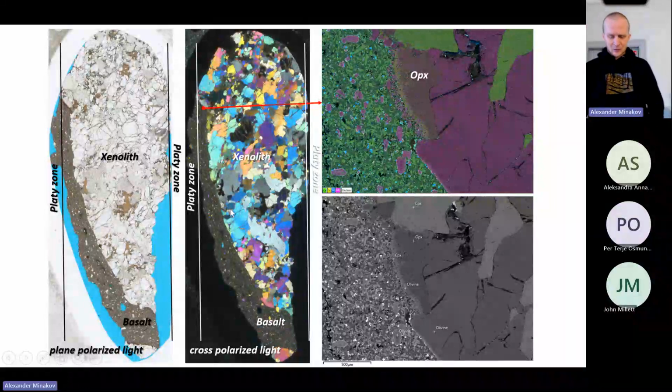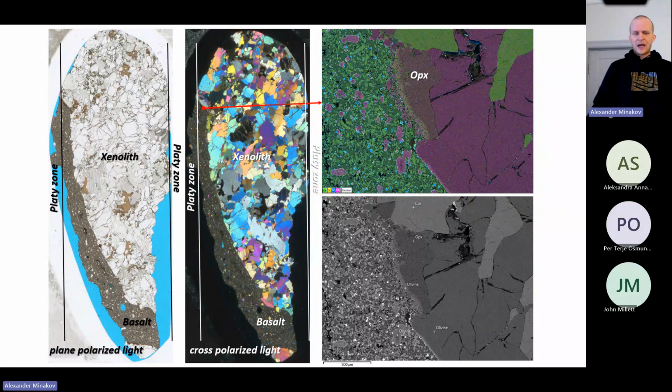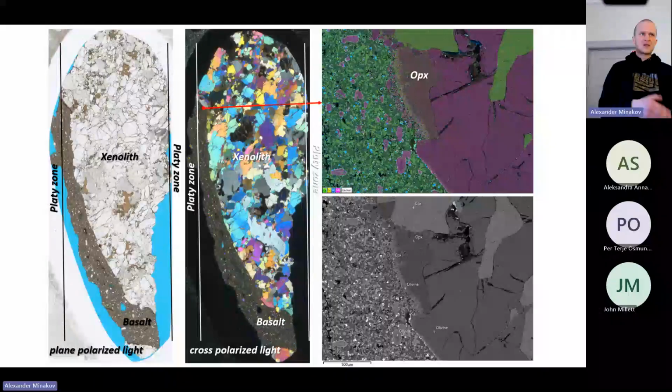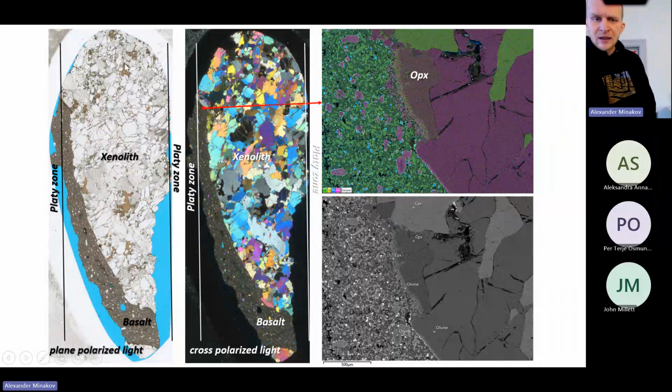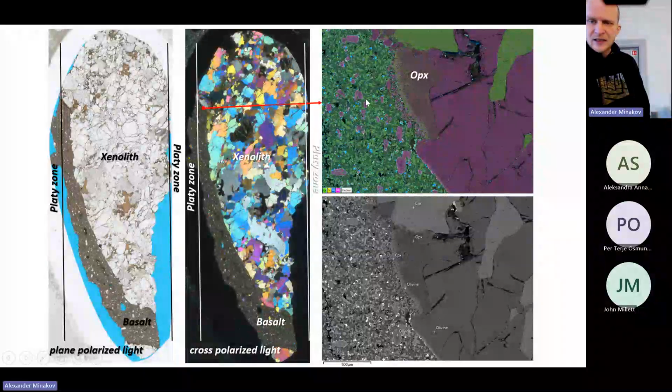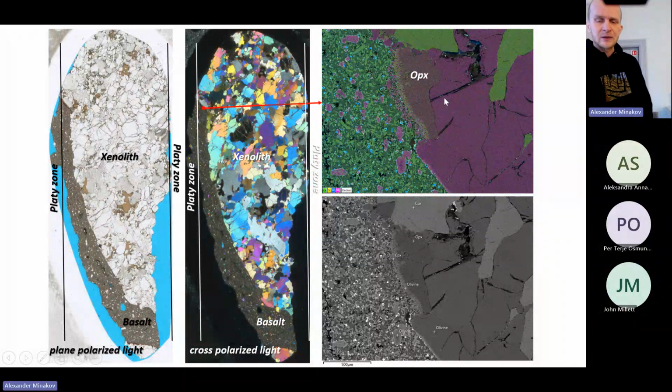But we have to have a closer look at this. And also, as we already observed in the previous samples, we also have these rims at the edges of the xenoliths, where we have orthopyroxene melting.